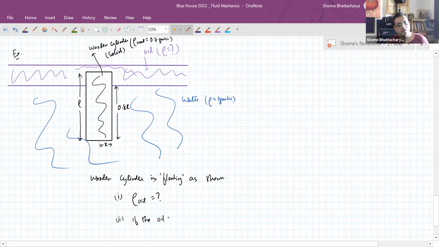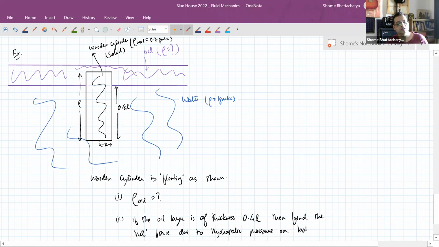Secondly, if the oil layer is of thickness 0.5 R, or let's make it 0.4 L, then find the net force due to hydrostatic pressure on the bottom surface, if mg is, let's say, 10 newtons. The weight of the cylinder is 10 newtons.